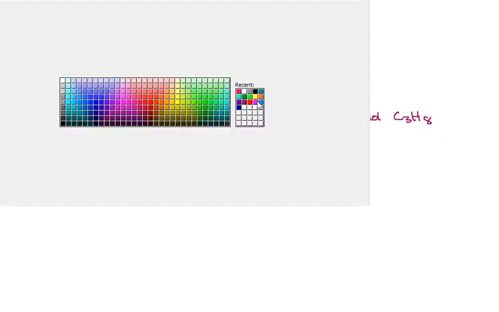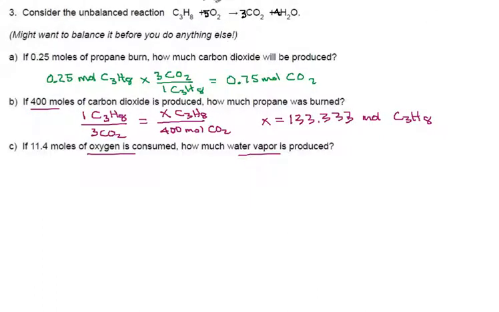Okay. So, they want us to work with oxygen and water vapor, and the ratio of those is 5 to 4. We can say for every 5 oxygens, we will get 4 water vapor.